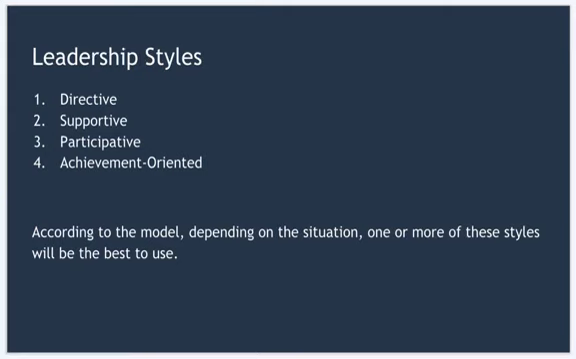So firstly, directive. Directive leaders tell their subordinates precisely what they want them to do, how they should do it, and the deadline for completing the task. The leader makes unambiguous rules and regulations which must be followed by the subordinate. Next, we have supportive. Supportive leaders create a warm and friendly environment and show concern for their subordinate, friendly and approachable, and they do their best to make work pleasant for their followers.